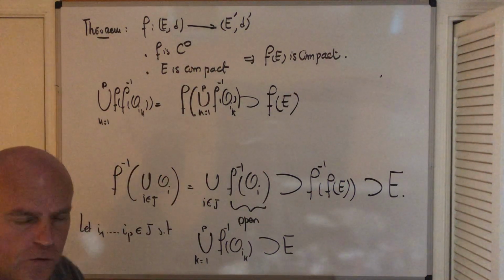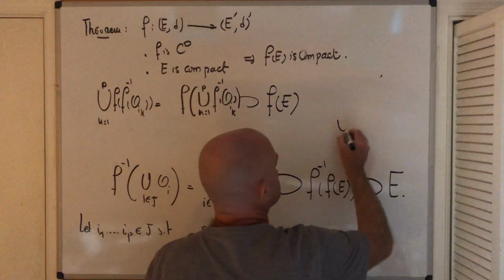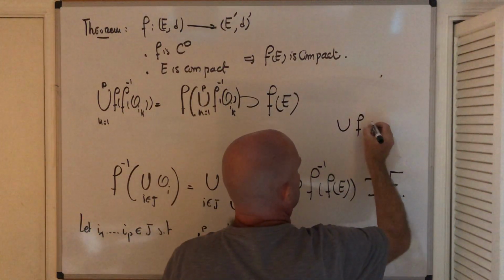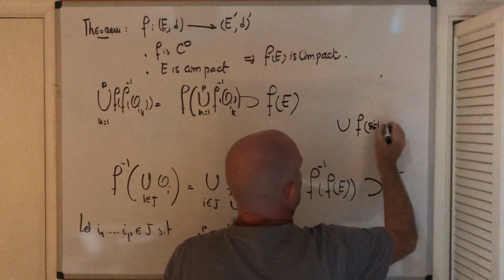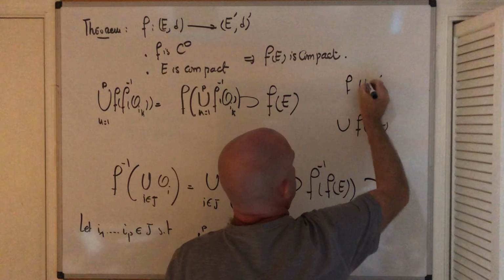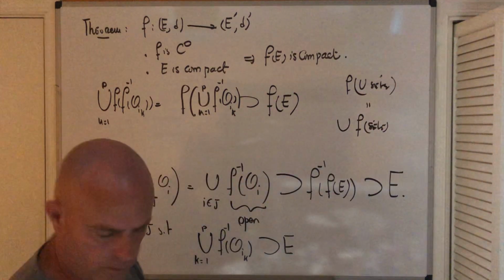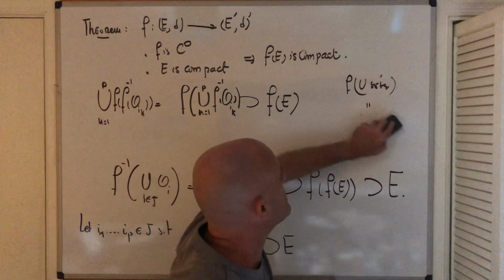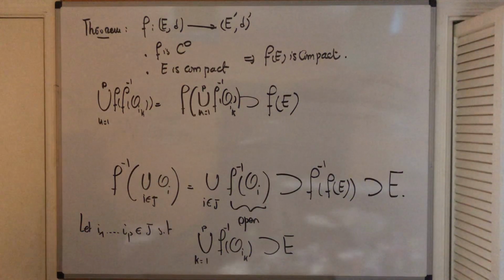So in other words, the union and the f commute. This is something that you can verify: the image of a union of sets is equal to the union of the images of the sets. This is easy to verify, it's a classical set theory approach.